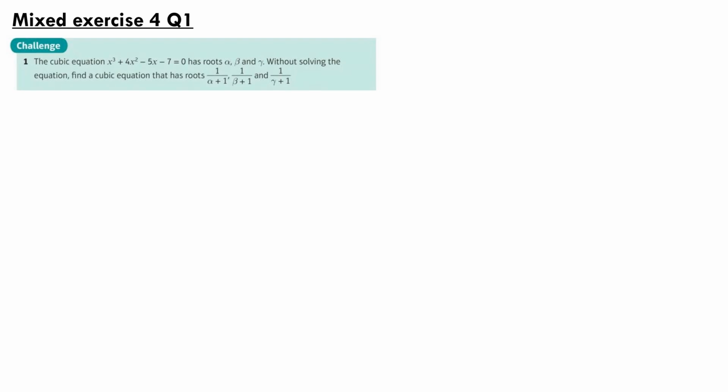Okay, and finally for the mixed exercise 4, our first question is this cubic equation here having roots alpha, beta and gamma, and we're asked to find a cubic equation with the roots 1 over alpha plus 1, 1 over beta plus 1 and 1 over gamma plus 1. So here we can again use a substitution. So let w, the new variable, equal 1 over x plus 1. Then we can rearrange for x. So wx plus w is equal to 1. So x is equal to 1, take away w, divided by w. And we can substitute that back into the original equation now.